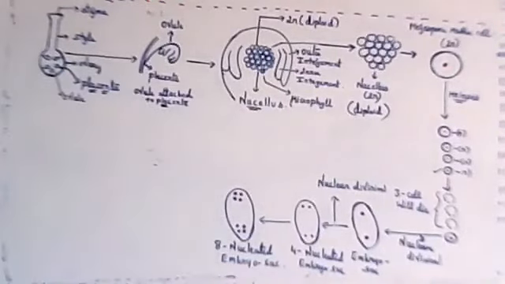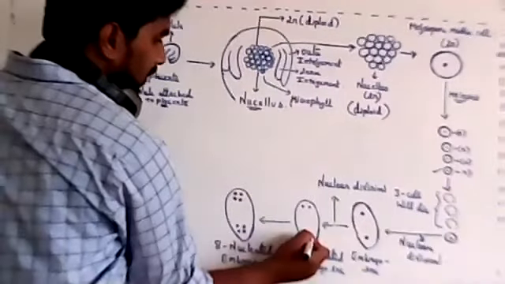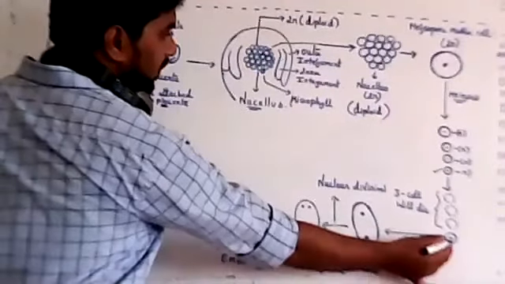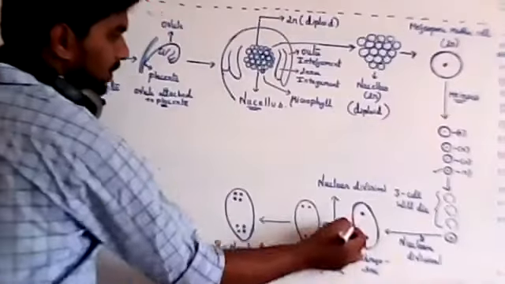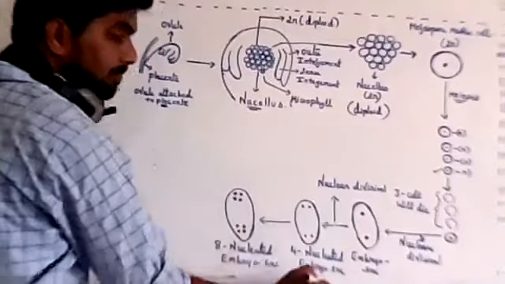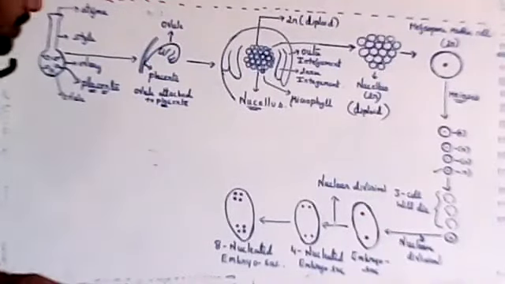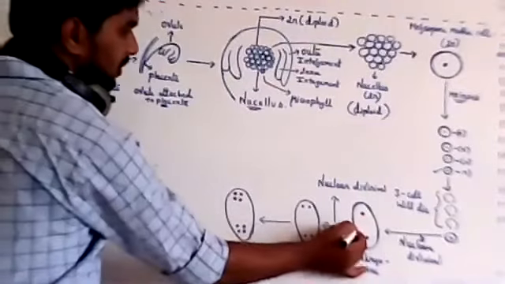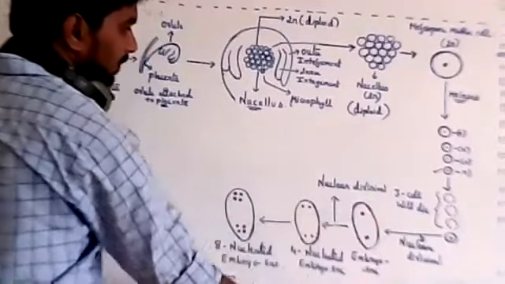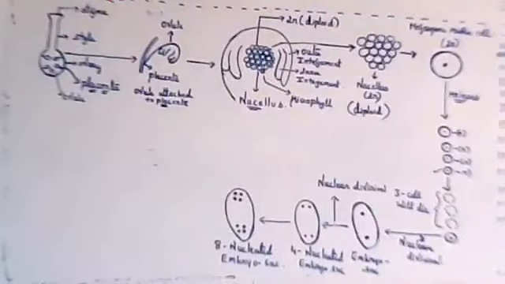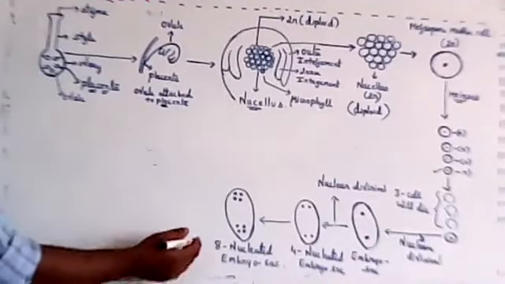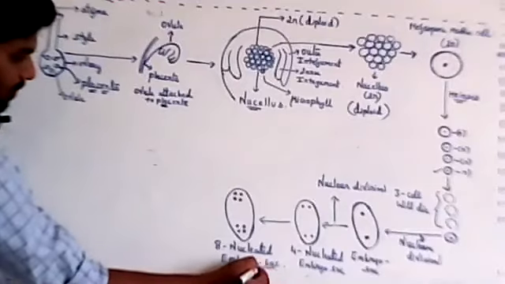Okay. So the first one is the 2 nucleated embryo sac. One single cell will survive, so it will undergo enlargement of cytoplasm. Once there is enlargement of cytoplasm, nuclear division will take place. First 2 nuclei will be formed, then 4 nuclei, then 8 nuclei. So this is the 8 nucleated embryo sac.